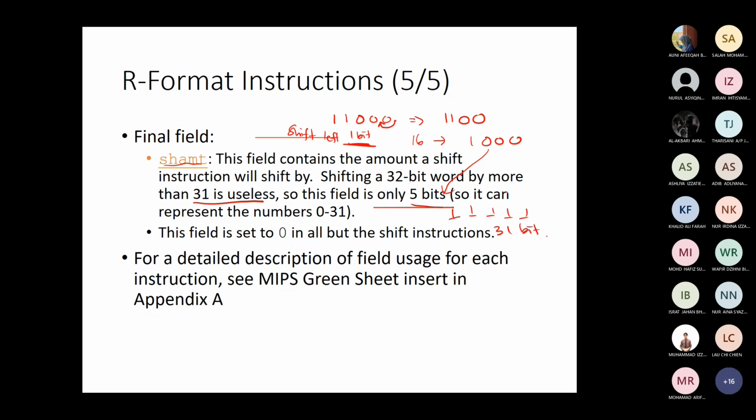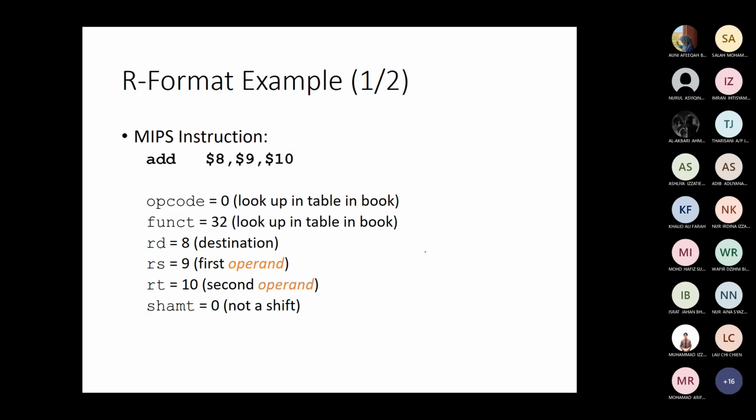So this field is set to 0 in all other instructions except the shift instructions. So let's say you need to decode ADD, register T0, register T1, register T2. Within the column of shift amount, because we are not doing a shifting instruction, the shift amount contains 0 bits. Right. So now we are going to decode the instruction. Let's say you are given a MIPS instruction.